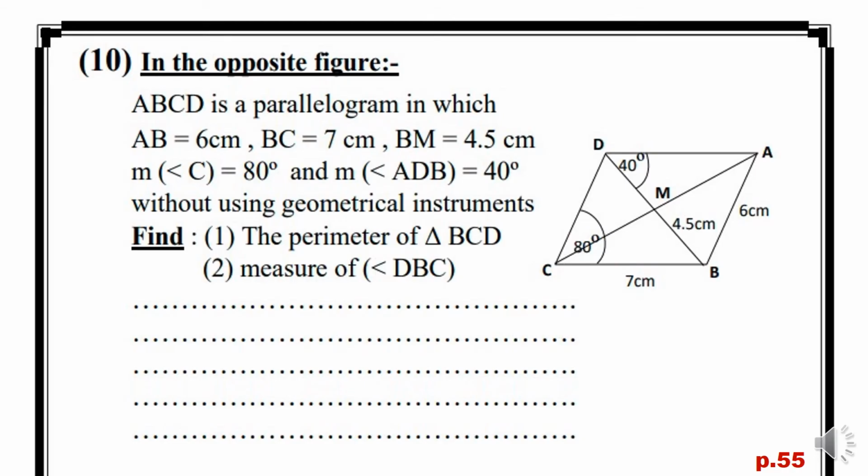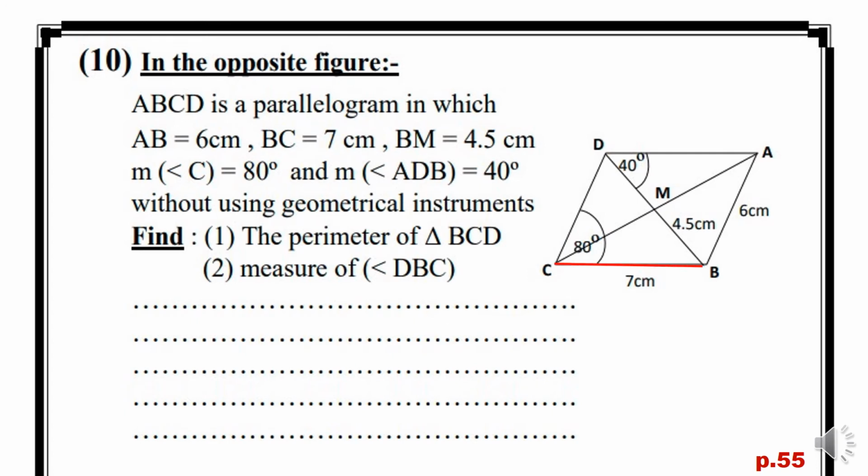Booklet page 55. Number 10. In the opposite figure, ABCD is a parallelogram in which AB equals 6 cm, BC equals 7 cm, BM equals 4.5 cm, measure angle C equals 80 degrees, and measure angle ADB equals 40 degrees. Without using geometrical instruments, find the perimeter of triangle BCD and the measure of angle DBC.